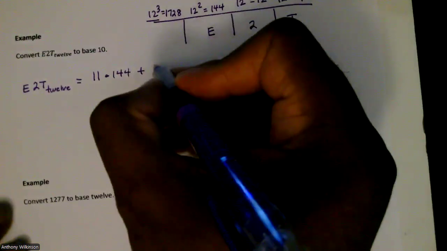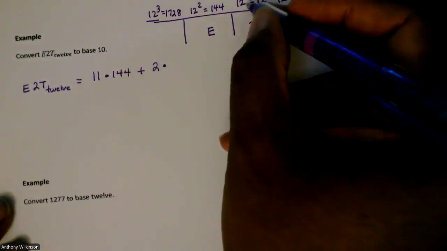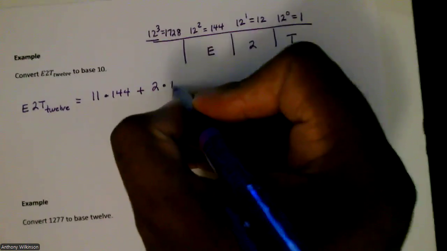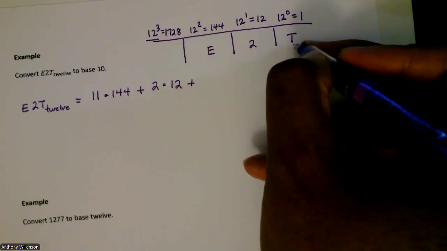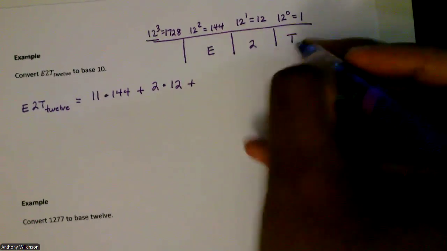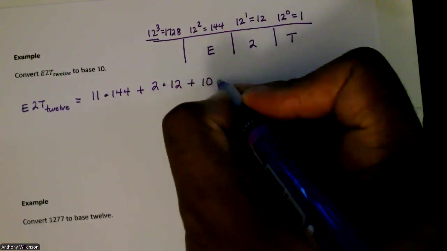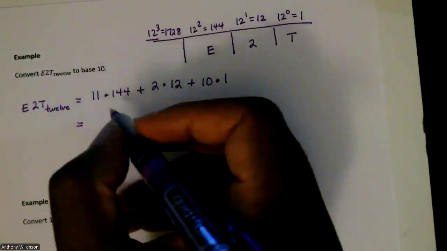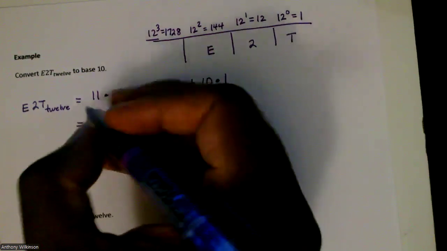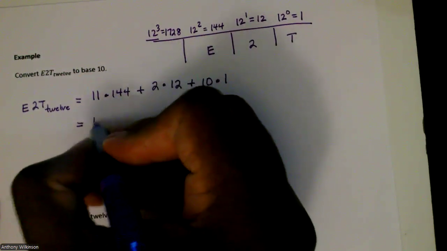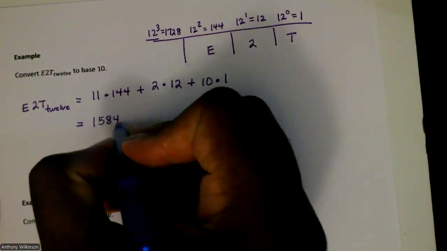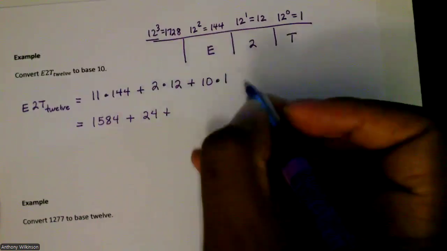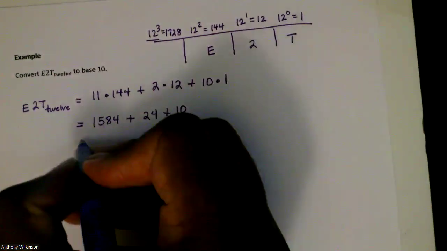Plus the 2 is in the position for 12 to the first, which is 12. And then plus the T, that T represents the number 10. So it'll be 10 times 1. All right, if I multiply 11 times 144, that will be 1584. Plus 2 times 12, that's 24. Plus 10 times 1, which is 10.